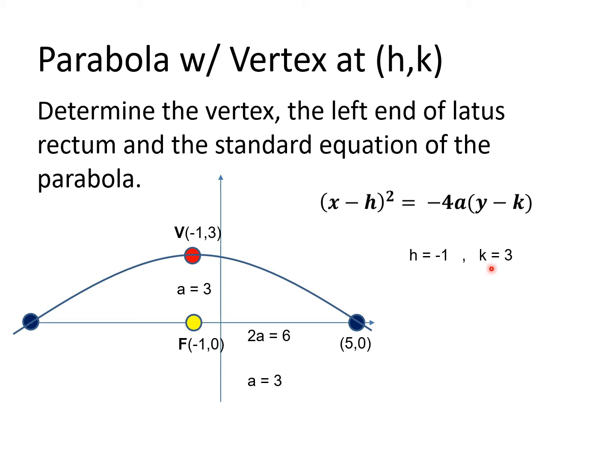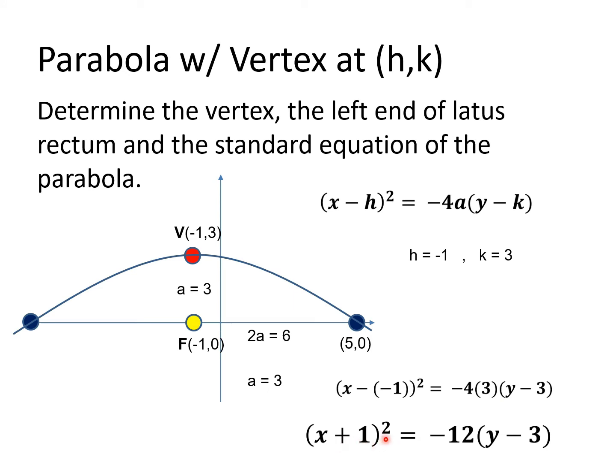Okay? So, all we have to do is to simply substitute the values of h, k, and a to our standard equation. The quantity x minus h squared equals negative 4a times the quantity y minus k. So, isa-substitute lang natin. We plug in the values and then we will get the quantity x minus negative 1 squared equals negative 4 times 3 times the quantity y minus 3. Simplifying this equation, we will get x plus 1 squared equals negative 12 times y minus 3. So this is the standard equation of our parabola.